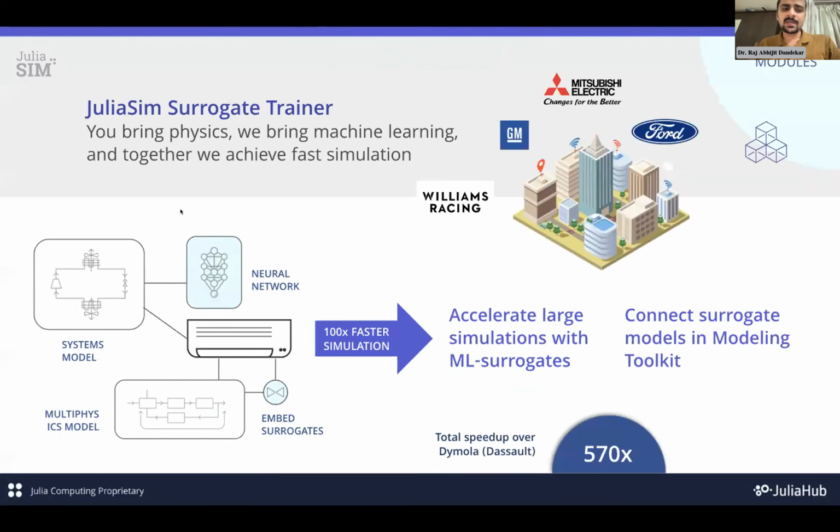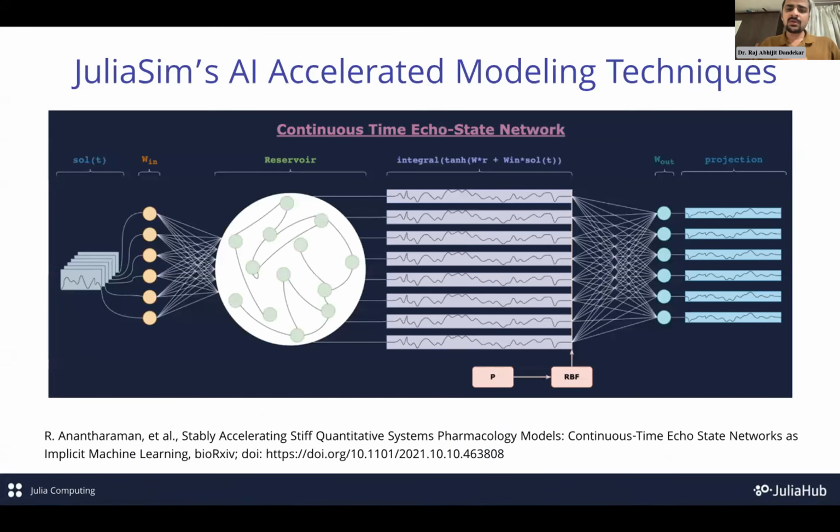So now I'll dive a bit into surrogate trainers offered by JuliaSim. Surrogates in JuliaSim essentially bring together physics and machine learning to lead to simulations which are really fast. And we are going to show one such application of surrogates to the building digital twin model, which we have shown up till now. To do this, we'll use a technique called continuous time echo state networks.